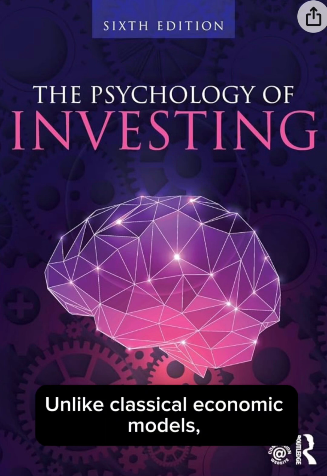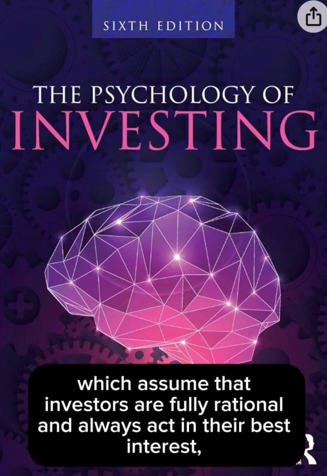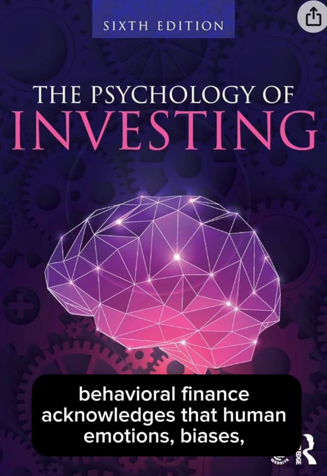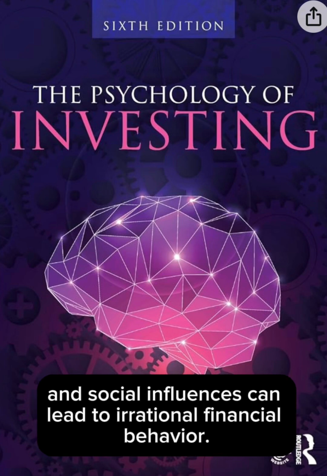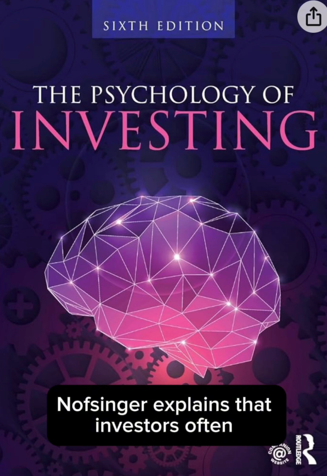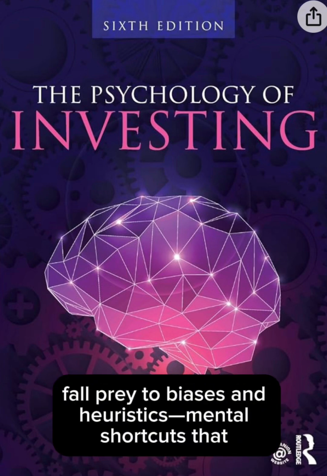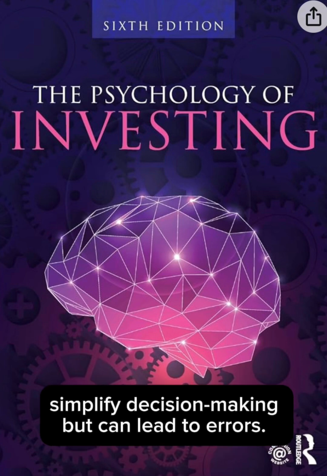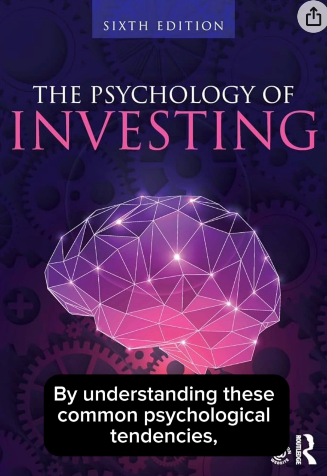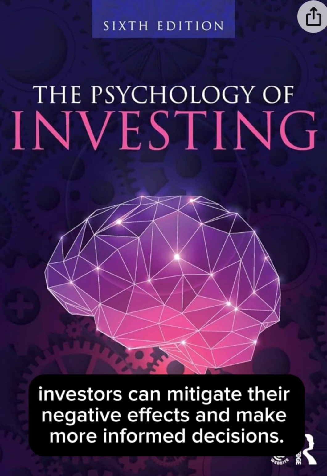Unlike classical economic models, which assume that investors are fully rational and always act in their best interest, behavioral finance acknowledges that human emotions, biases, and social influences can lead to irrational financial behavior. Nofsinger explains that investors often fall prey to biases and heuristics, mental shortcuts that simplify decision-making but can lead to errors. By understanding these common psychological tendencies, investors can mitigate their negative effects and make more informed decisions.